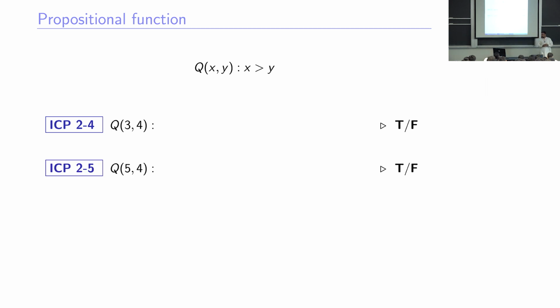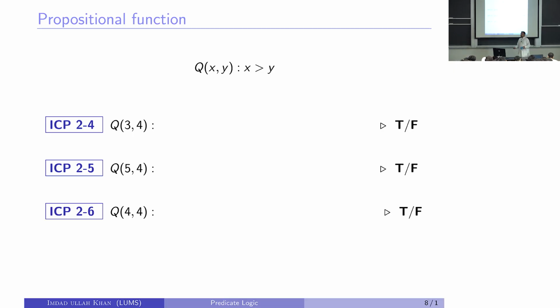How about Q of 5, 4? What is Q of 5, 4? 5 is bigger than 4, a valid proposition which happens to be true. Yes? Q of 4, 4. What is Q of 4, 4? 4 is bigger than 4. Is that true? It is not true, right? It is false. So we know that.